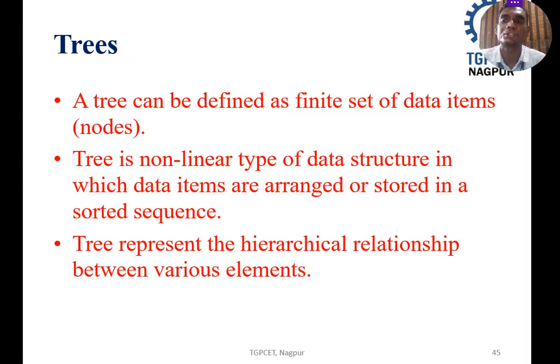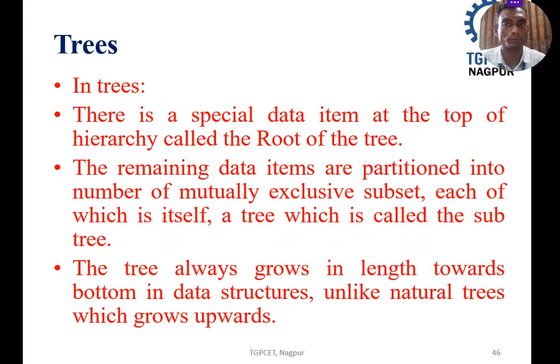Then there is another abstract data type, called a tree. It is generally a collection, or you can say a finite set of data items. It comes under the non-linear type of data structure, and in a tree you can see a hierarchical relationship between the various elements. Generally the topmost hierarchy is considered the root of the tree, and the remaining data items under the tree are mutually exclusive subsets of it. A tree always grows downward in the data structure.